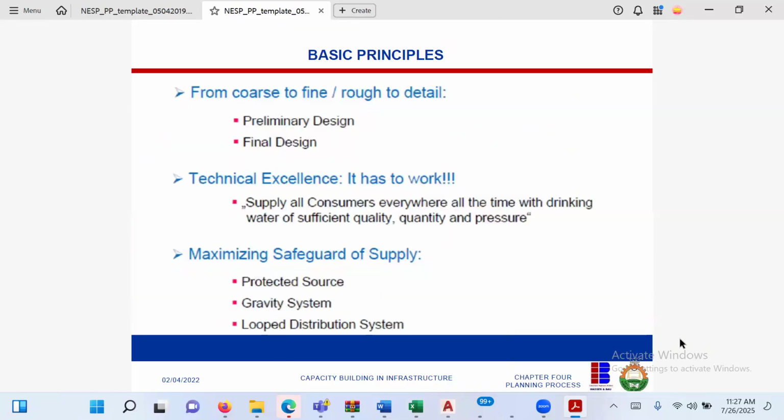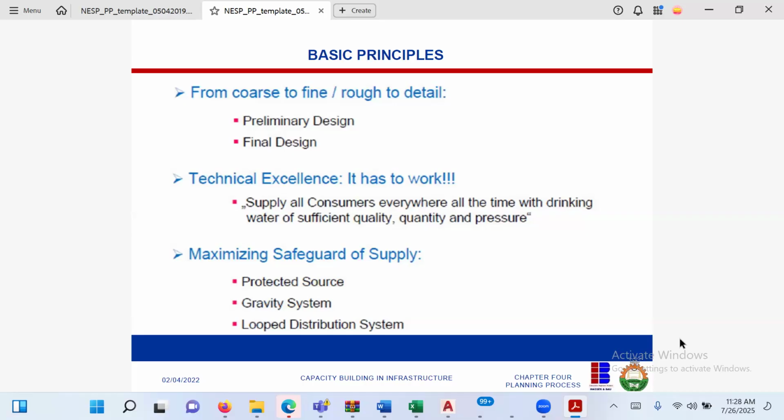Basically in design, you do primary design and you do your final design. Then the essence of your design is to supply all consumers everywhere with drinking water of sufficient quality, quantity, and pressure. So 3 parameters: as a water expert, as a water consultant, you supply water in terms of the quality, in terms of the quantity, and with the right pressure.